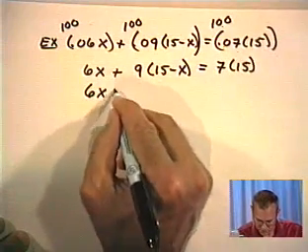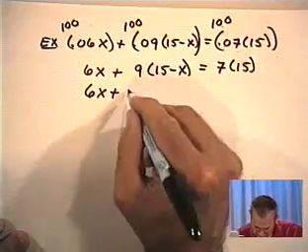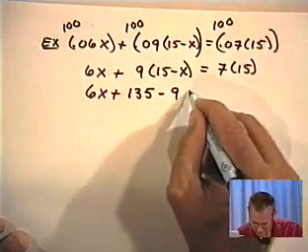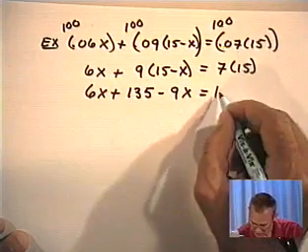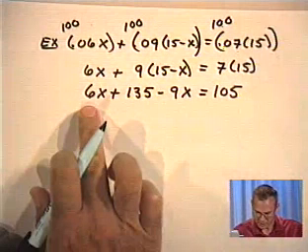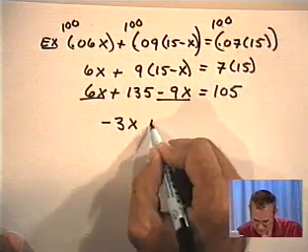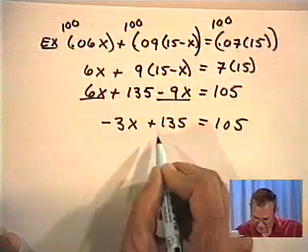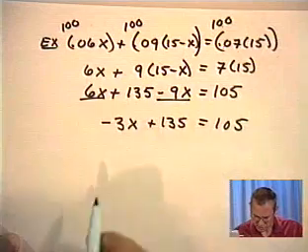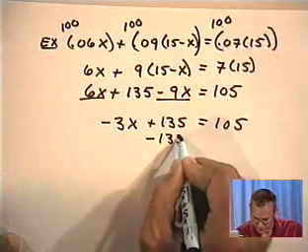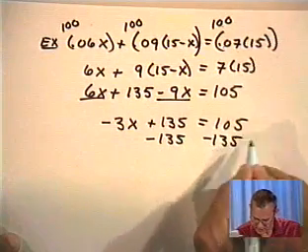So let's use the distributive property here. 9 times 15 is 135, and 7 times 15 is 105. Combining the x terms, I want to solve for x. The 135 is on this side of the equation, so I'll move the 135 over by subtracting on both sides.